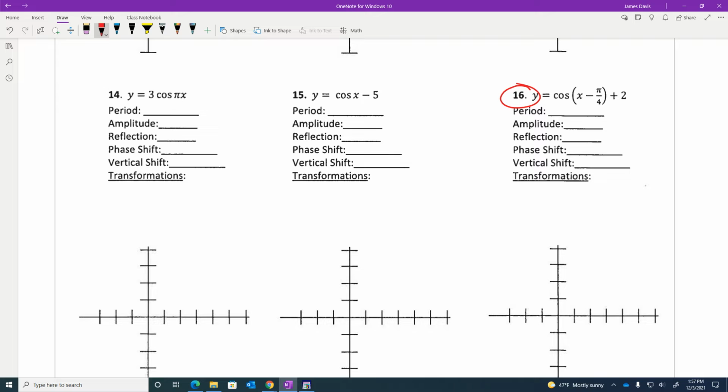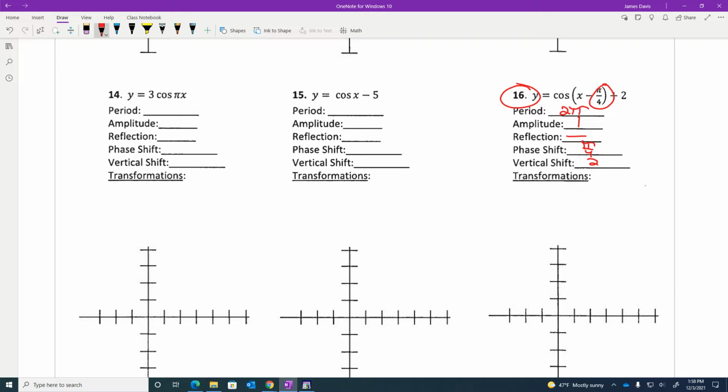So 16 has a couple more things, a phase shift and a vertical shift. There's nothing for the period, so we're going to assume it's 2 pi. Amplitude, there's nothing, it's 1. No reflection. The phase shift, remember, is always the opposite, so we want to put a positive pi over 4. And the vertical shift is 2.